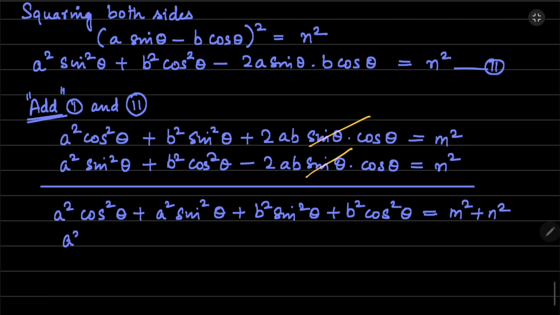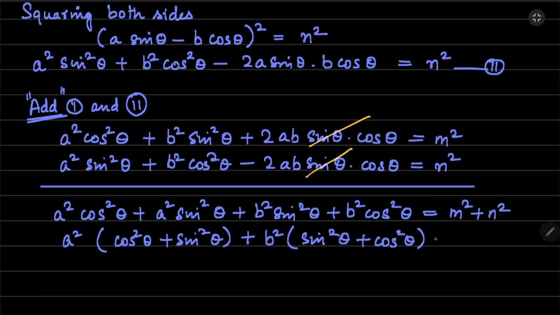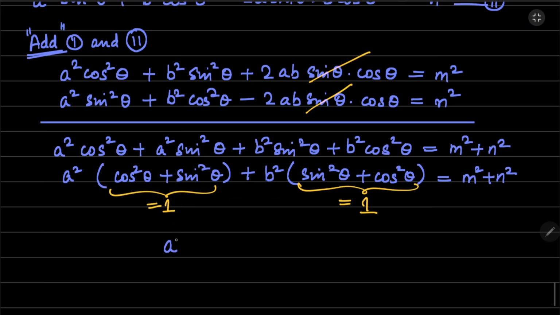Now you can take out common. Take a square common out. What you will have inside is cos square theta plus sin square theta. Similarly, from the third and the fourth term, take b square common out. You will get sin square theta plus cos square theta, is equal to, just add them, m square plus n square. So what is this value equal to? This is equal to 1. Sin square plus cos square is also equal to 1. And what you finally get is a square into 1, which is a square, plus b square into 1, which is b square, is equal to m square plus n square. Hence proved.